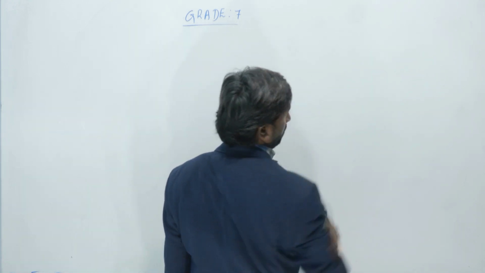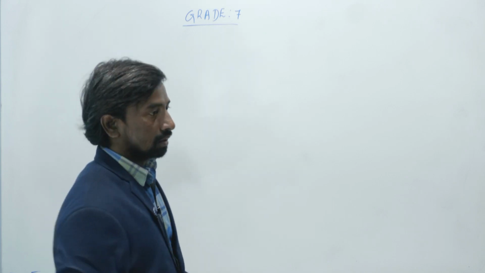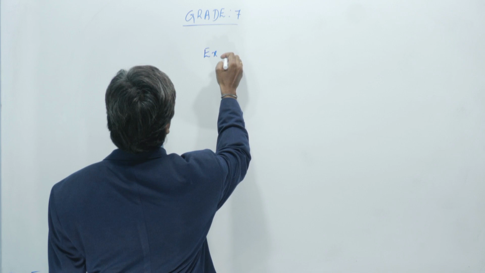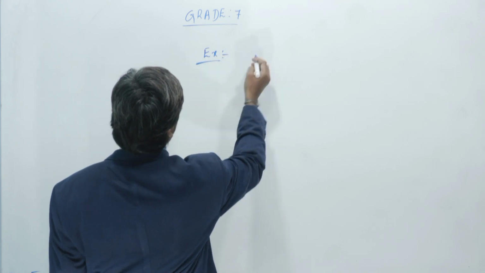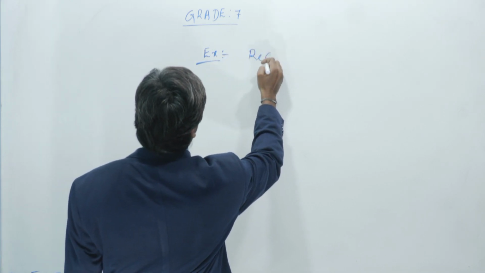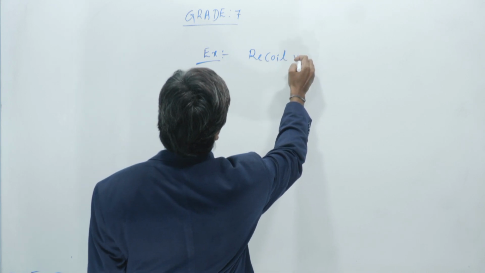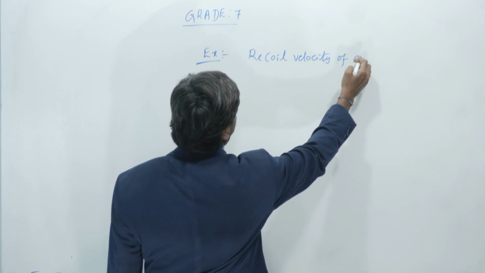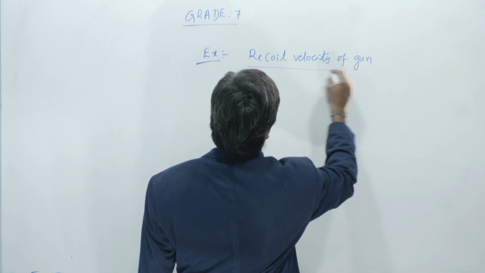We'll see the example of recoiling of a gun. One more example: the recoil velocity of a gun.